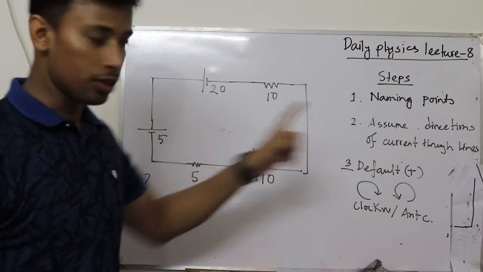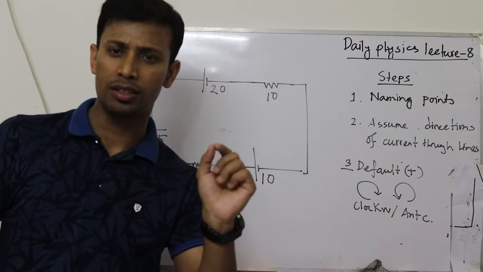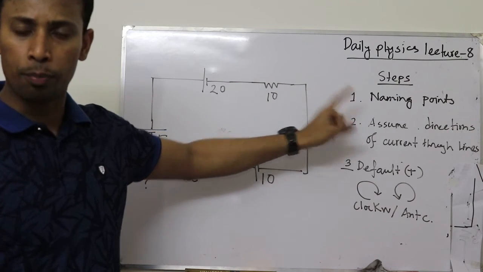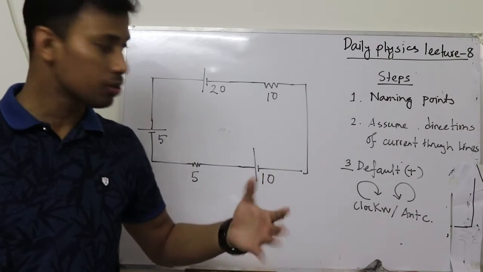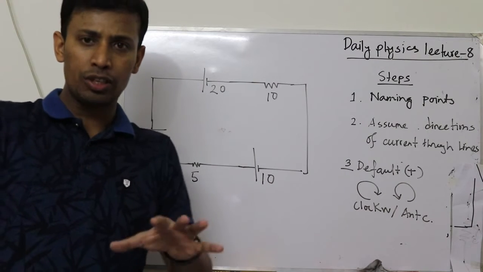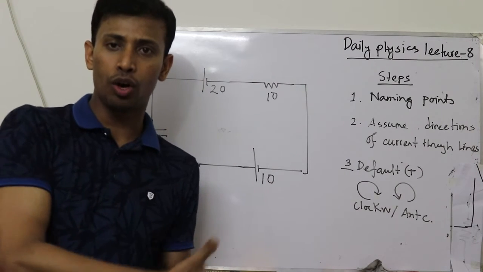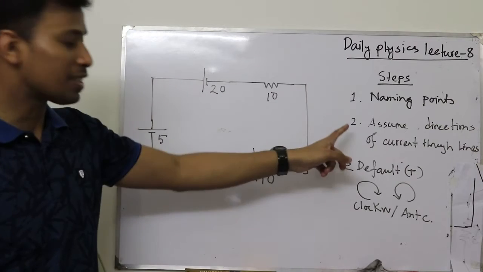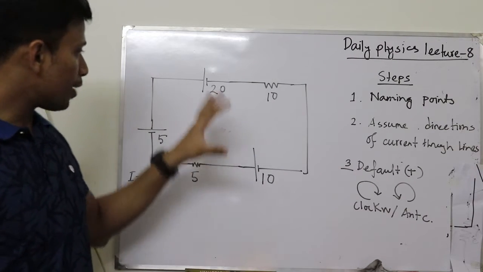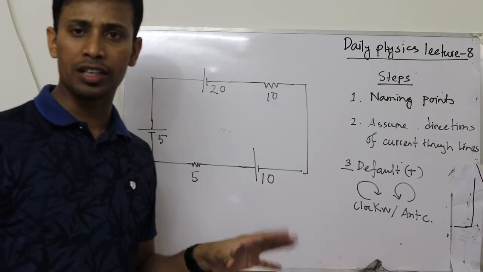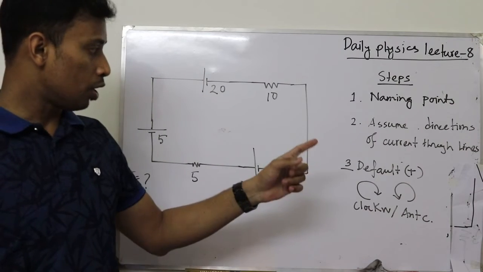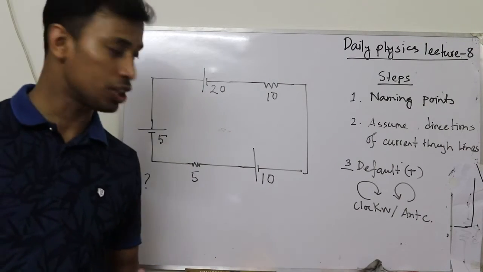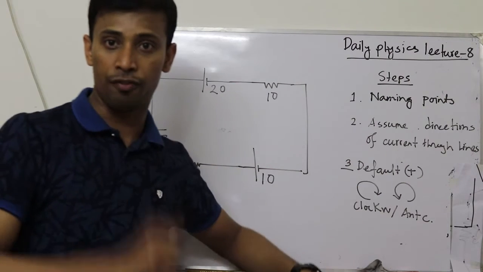Step 1, naming points. For a single loop circuit, it's not important to go through step 1, because we have only one loop, so we don't need to define the loop, because we already know which one should be our loop. So let's start from step 2. As we have the cells in different directions, we have to assume the current flow.